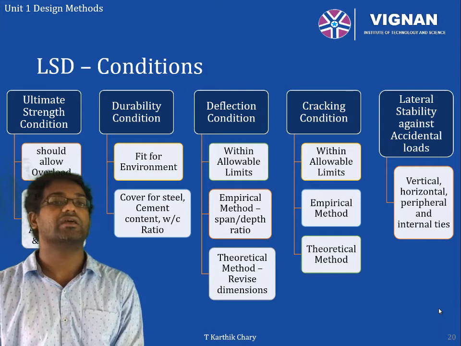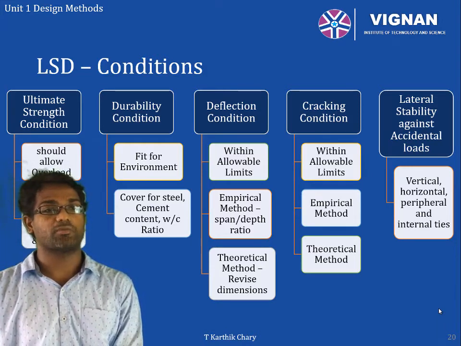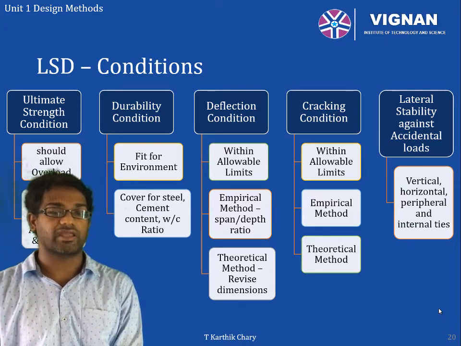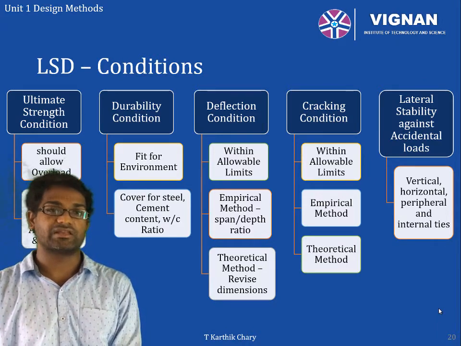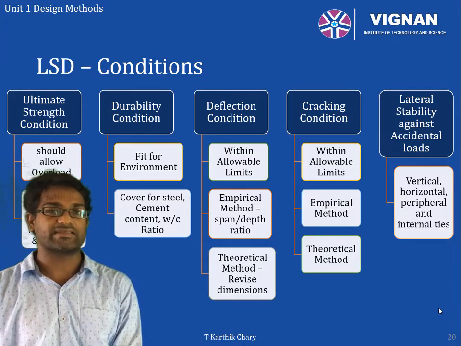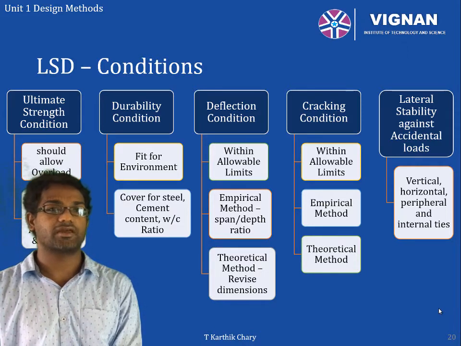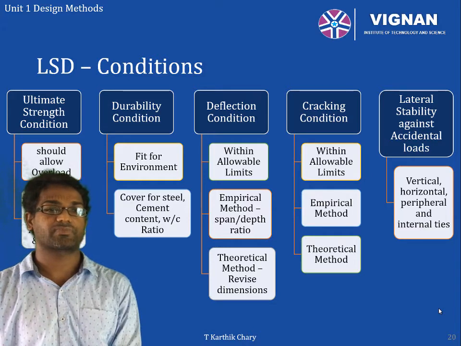That is what we call the overloading factor. We should consider it. For example, if we consider any column of 50 kilonewton load, we should allow it to take 50% extra, which is 75 kilonewton load. That is addressed in limit state design. This extra load is always considered when the structural element is in bending, shear, torsion, axial loads and tension.